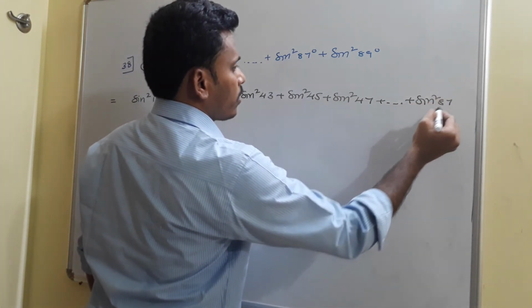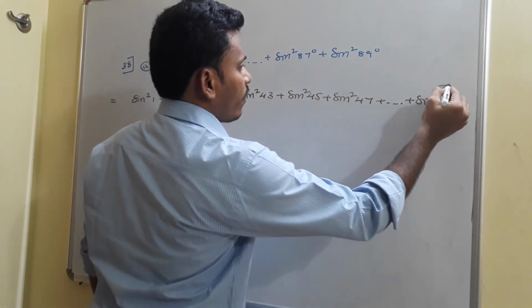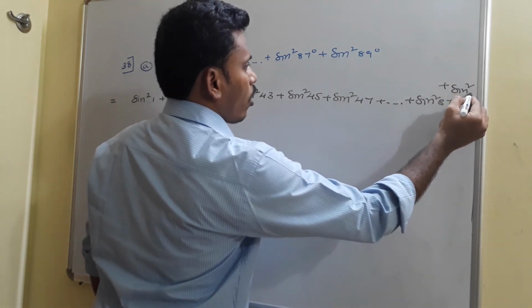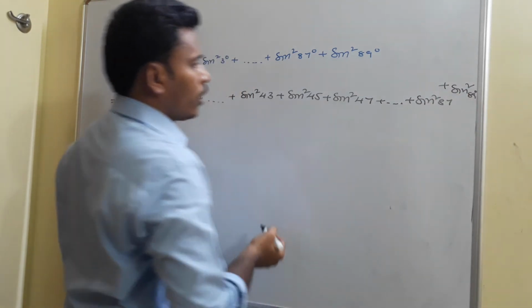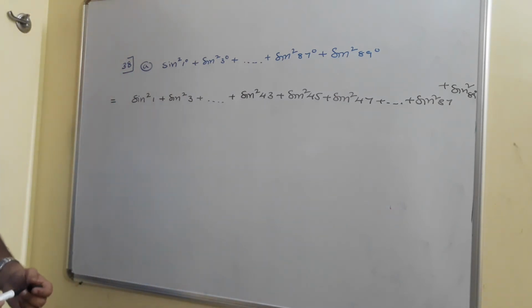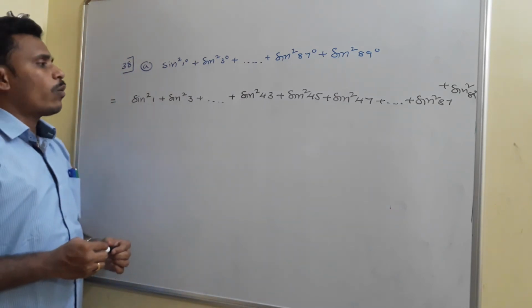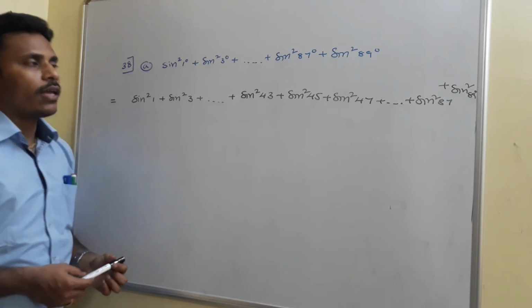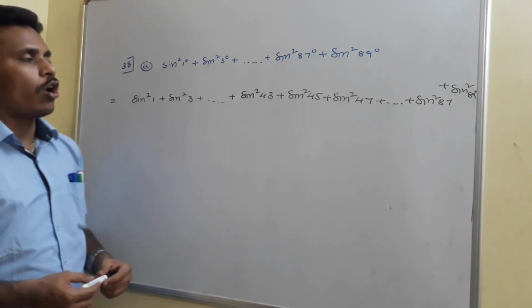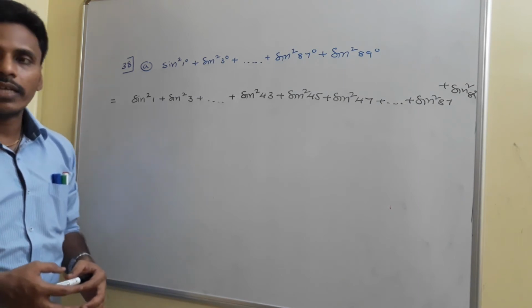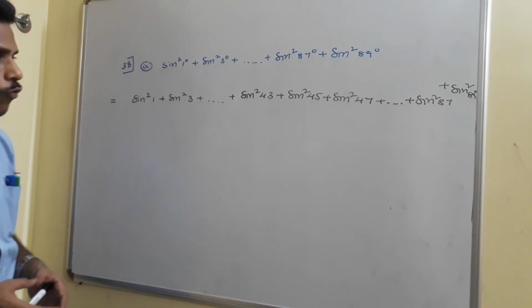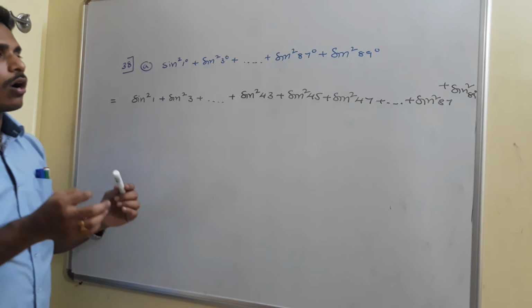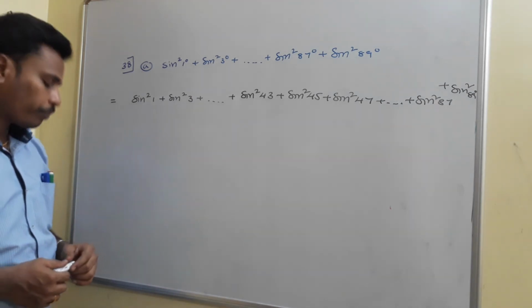Yeah, I need some more space actually. Sin square of 87 plus sin square of 89 degrees. Look there. See, sin square 1, sin square 3, sin square 43, sin square 45 plus sin square 47 and so on, sin square 87 plus sin square 89. The summation you need to find. See, these are all odd numbers first.